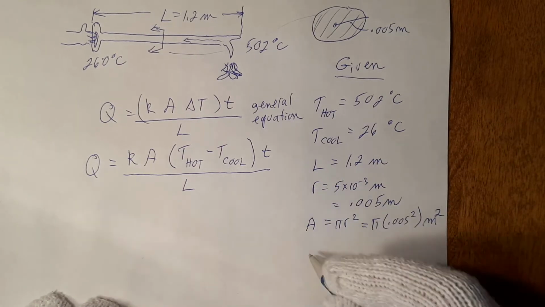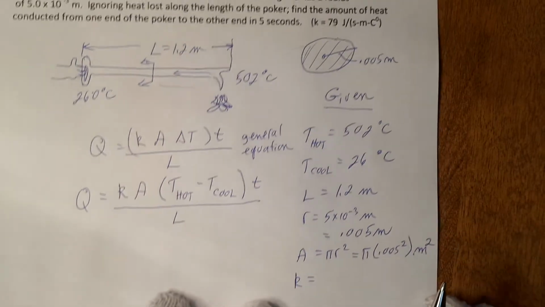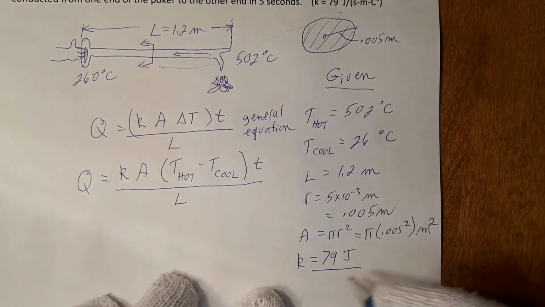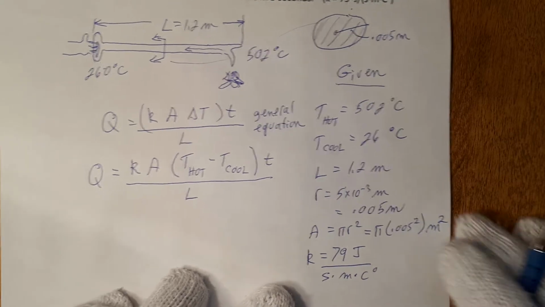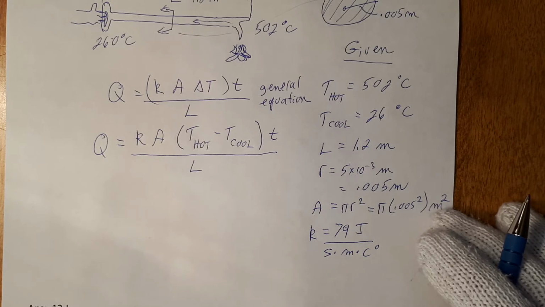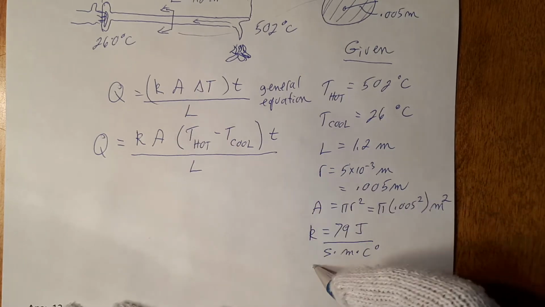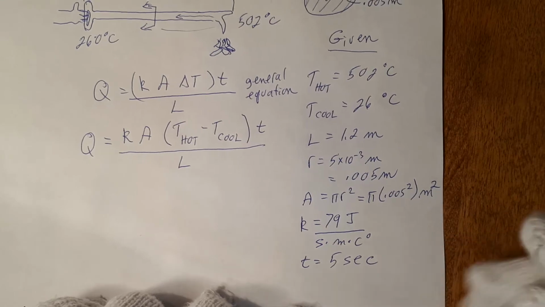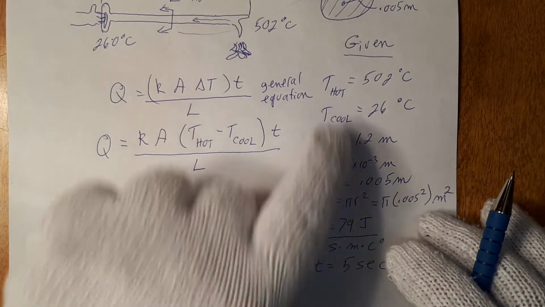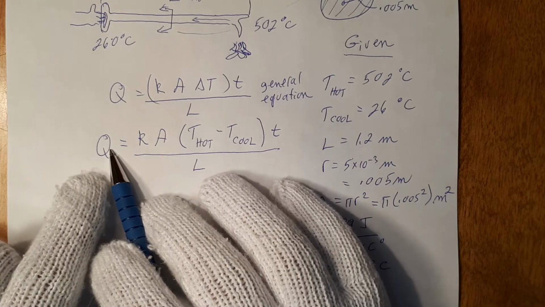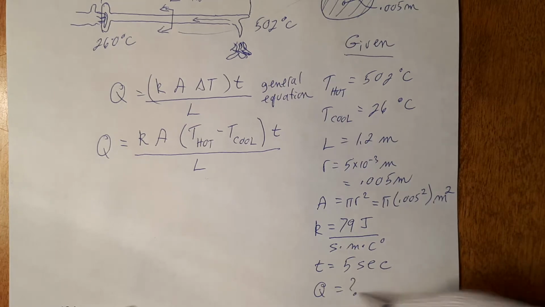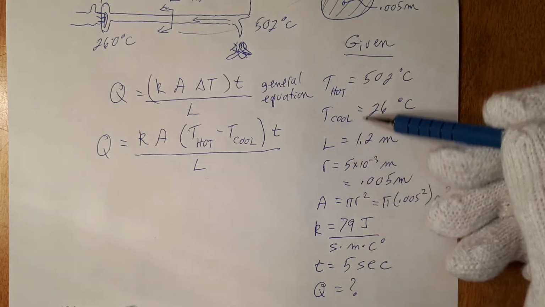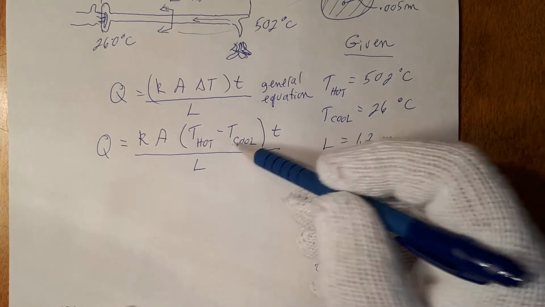We also need the variable K. K is the thermal conductivity constant given to us here, 79 joules per second meter Celsius degree. We also need the time, and time was given to us as 5 seconds. And also in our list of givens, we need to write in what we are looking for, the unknown. And the unknown for us is Q. Need to find Q. I think we have all that we need. All that's left to do now is take all of these values and place them into the working equation.